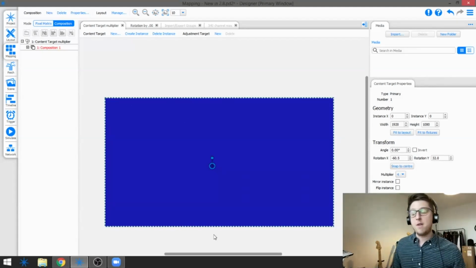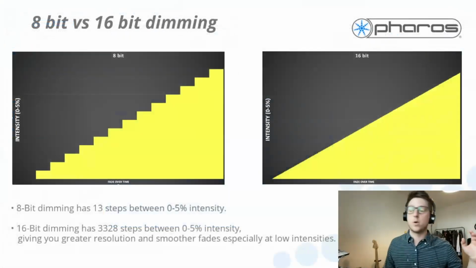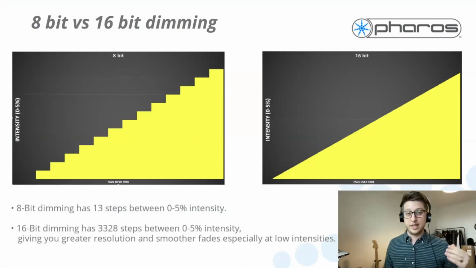There have been some other developments that we've made with the VLC as well. The VLC now supports 16-bit dimming, which is particularly useful if you're outputting content at really low intensity levels.